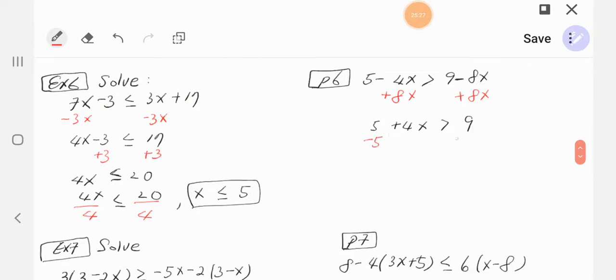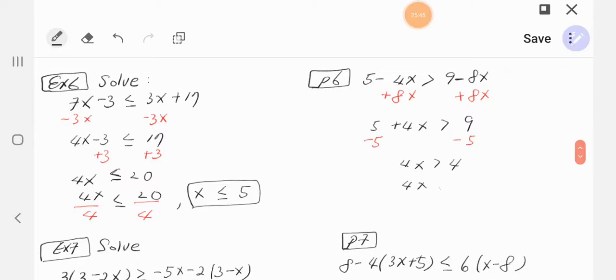Minus 5. Get rid of this 5. So minus 5 each side. Then 4x is greater than 4. And then what? Divide each side by 4. Okay, so divide each side by 4.